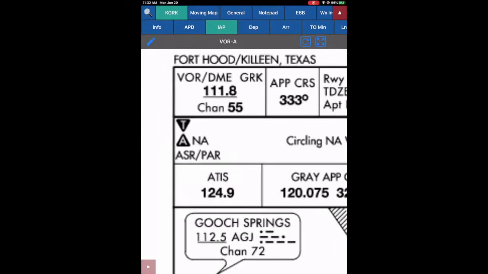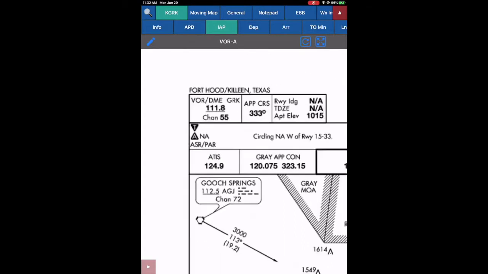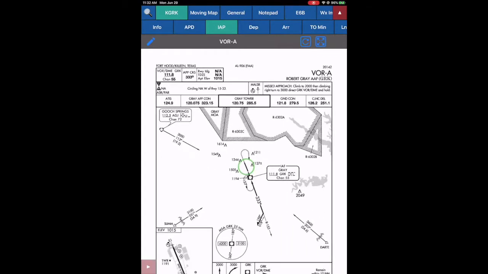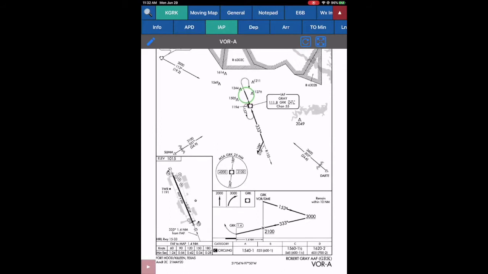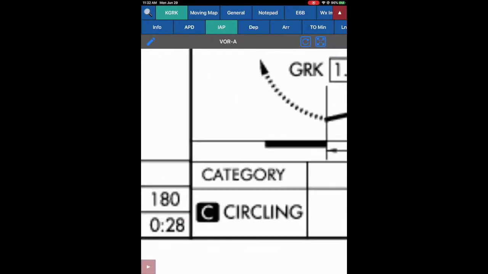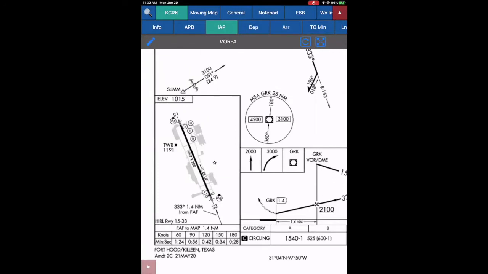What is the inverted T? What is the inverted A? And what is that NA right after it? What does that mean to me? Where would I look those things up? I would be able to have answers for that as well. Down here under circling, there's an inverted C. What does that mean? What is an inverted C? How do I use that? What does it mean to me as a pilot? And how is that different from other approaches that don't have that inverted C?